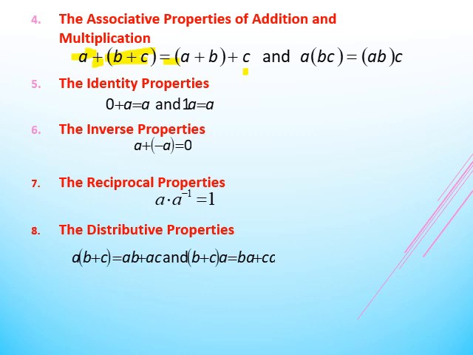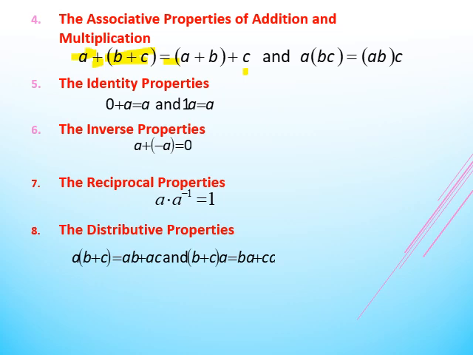Property number 6 is the inverse property. The inverse property means that we can add negative A to A and the result will be 0. And for the reciprocal property, we can multiply A by A to the power negative 1 and the result will be 1.